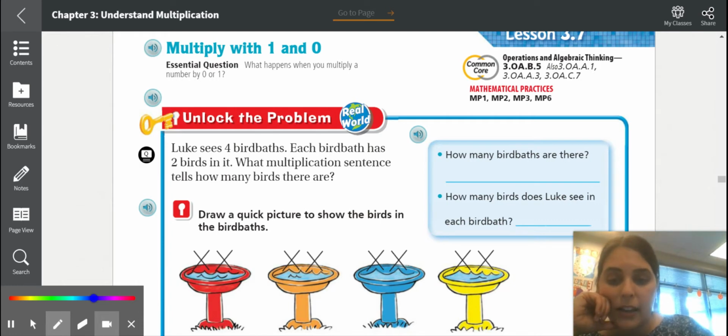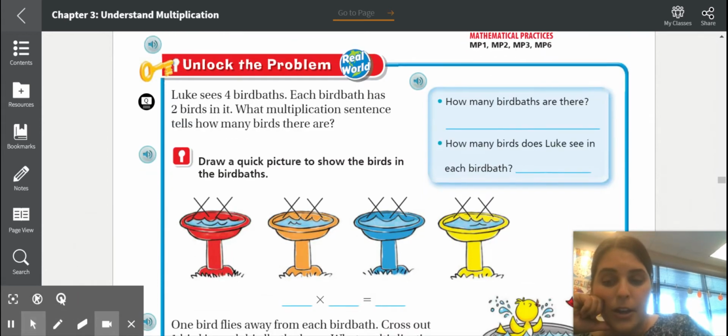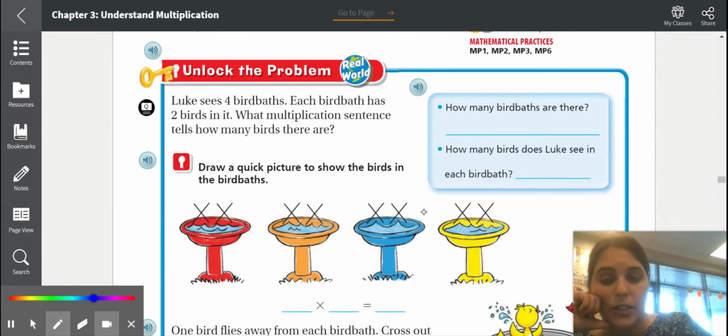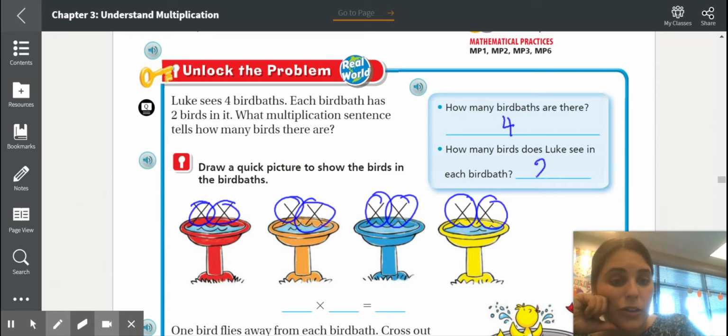Okay, let's start by unlocking the problem. Luke sees 4 bird baths. Each bird bath has 2 birds in it. What multiplication sentence tells how many birds there are? Even though there are X's here, we're just going to draw circles, and these are going to be for the 2 birds. So he sees 2 birds there, 2 birds here, 2 birds here, and 2 birds there. How many bird baths are there? There are 4. And how many birds does Luke see in each bird bath? 2.